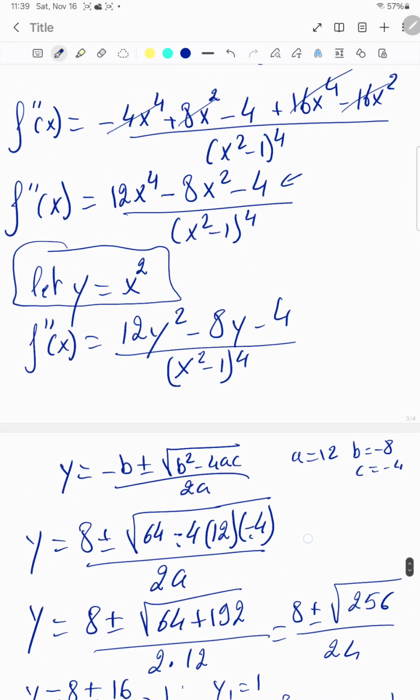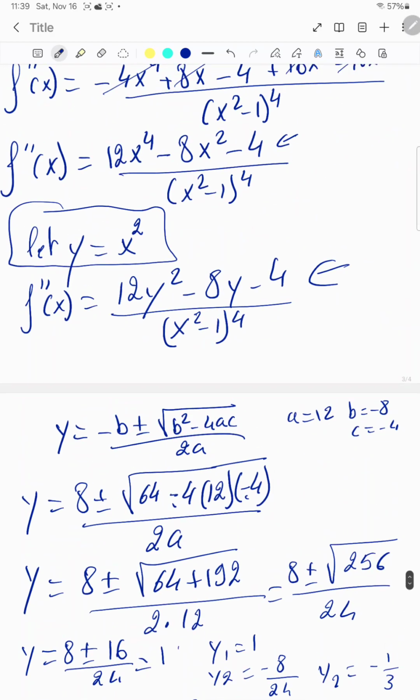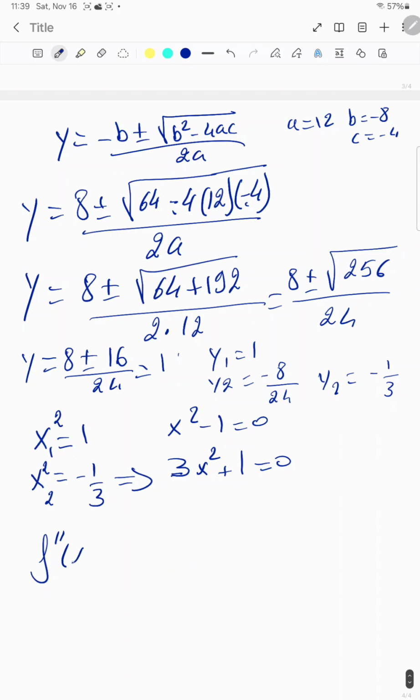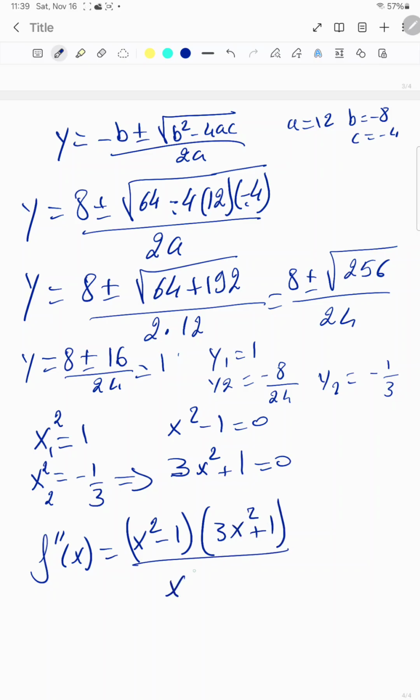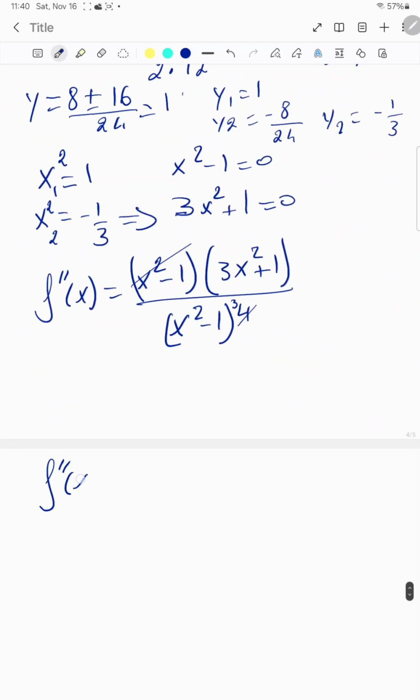So I can replace my numerator here by x squared minus 1. So my numerator f second of x is equal to x squared minus 1 times 3x squared plus 1, and all that divided by x squared minus 1 to the power of 4. I can simplify this and this, it becomes to the power of 3. So my f second of x becomes 3x squared plus 1 divided by x squared minus 1 to the power of 3.